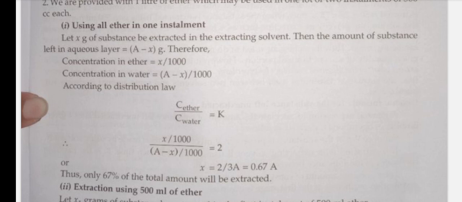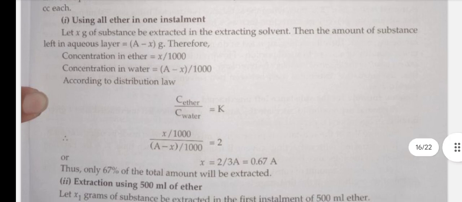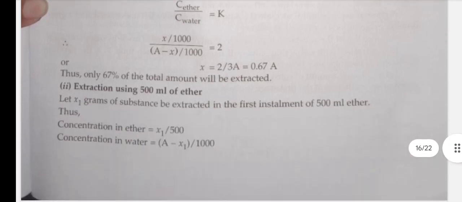Therefore, the concentration in water is (A minus x) upon 1000 and the concentration in ether is x upon 1000. According to the distribution law, concentration in ether upon concentration in water is equal to K. So (x upon 1000) upon ((A minus x) upon 1000) is equal to 2. The value of x is 0.67 A. Thus only 67% of the total amount will be extracted.